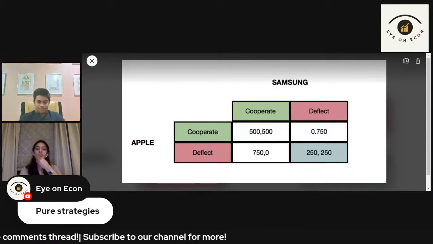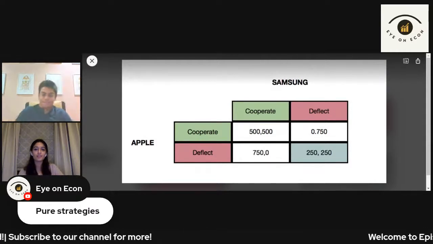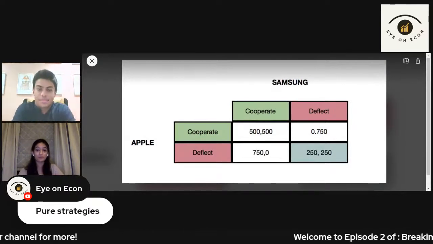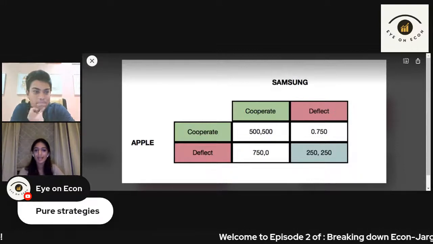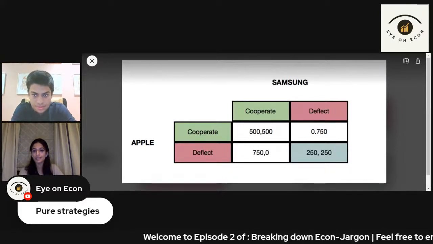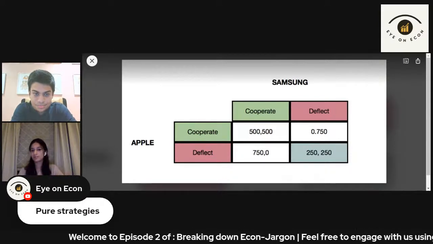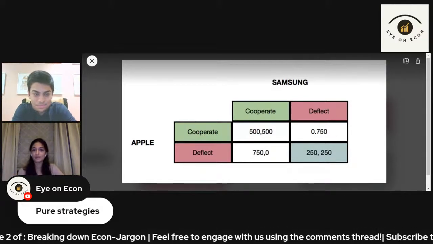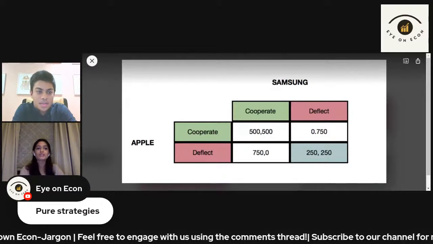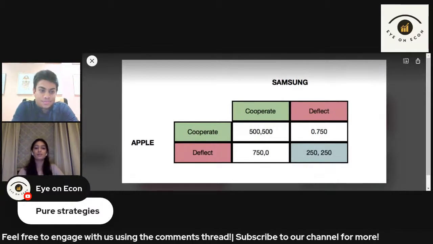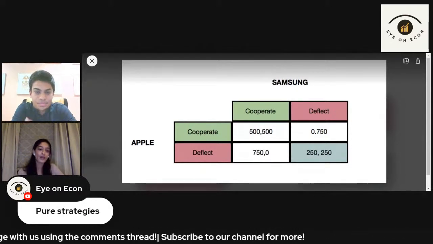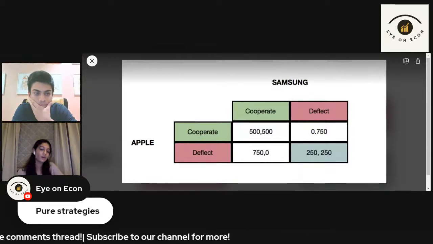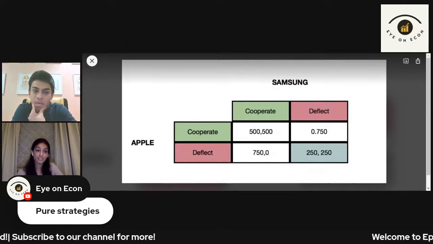Yes, absolutely. I think the prisoner's dilemma very well shows how individuals pursue their own self-interest. In this example, we've taken Apple and Samsung. You could take Coke and Pepsi, or any two competitors at the same level. If they both choose to cooperate, which is they both choose to keep the price of their product high, they will both earn a profit of, let's say, $500 each.